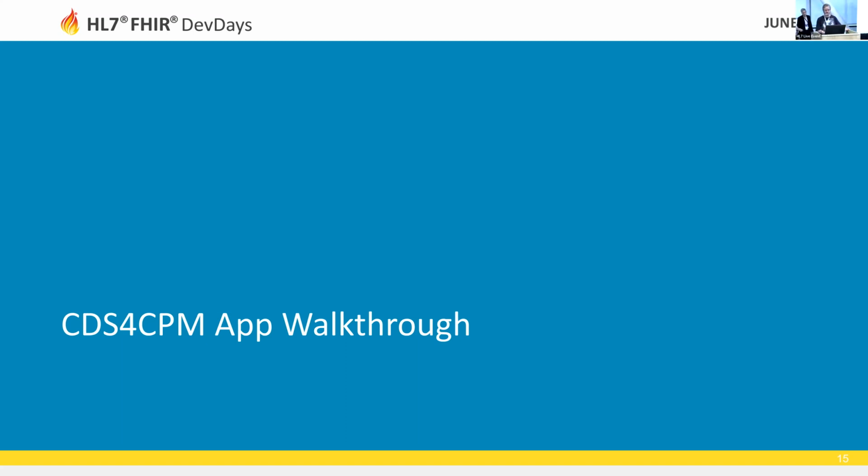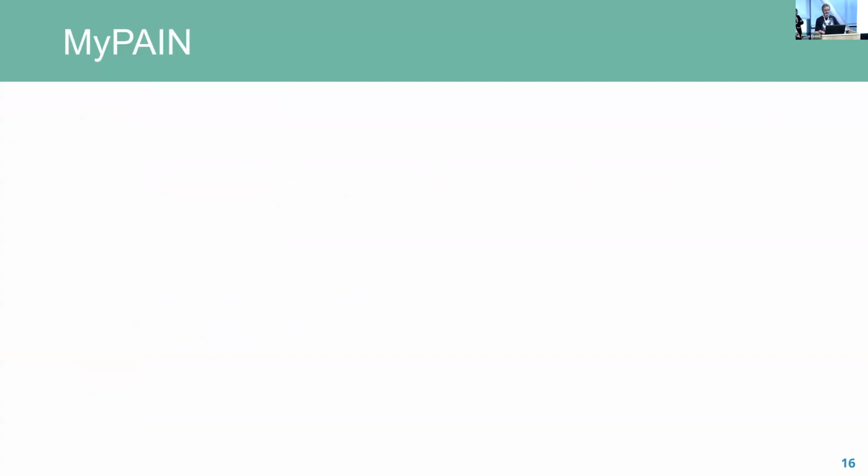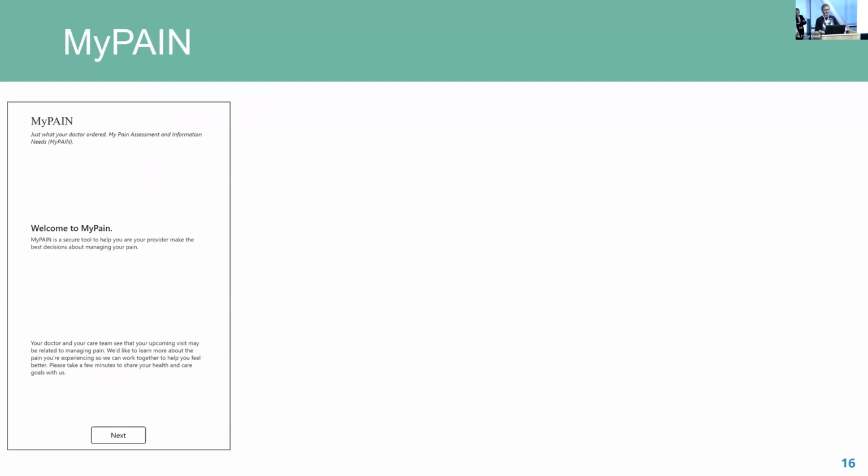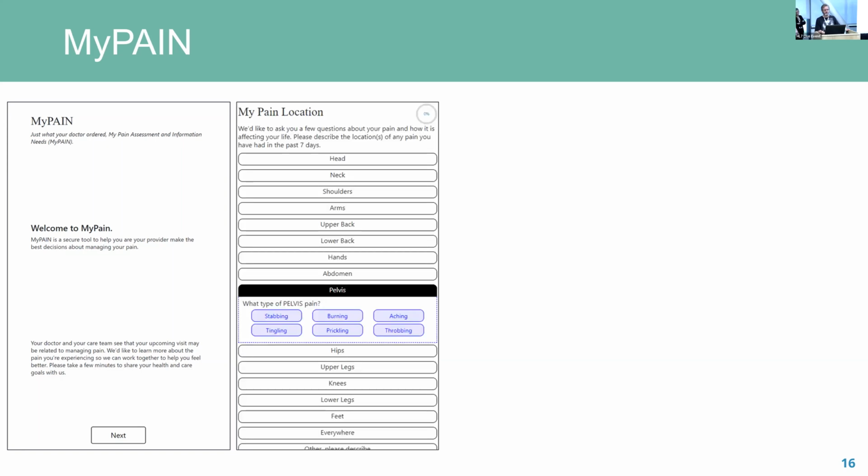Okay, and then we'll just do a quick walkthrough of the CDS for CPM app. So this starts with the My Pain application. This is a SMART on FHIR application that is just rendering a FHIR questionnaire resource. So most of the content here is driven by the definition in the questionnaire. The fact that it's showing head and neck and shoulders is a result of those being the questions defined by that resource.